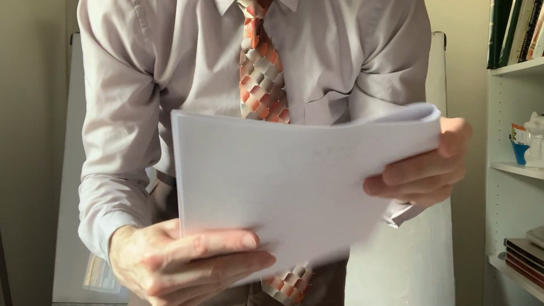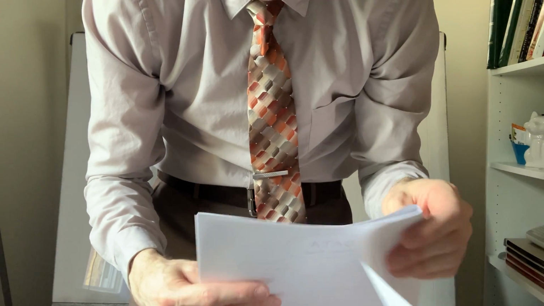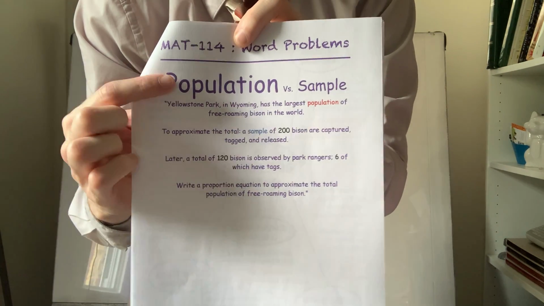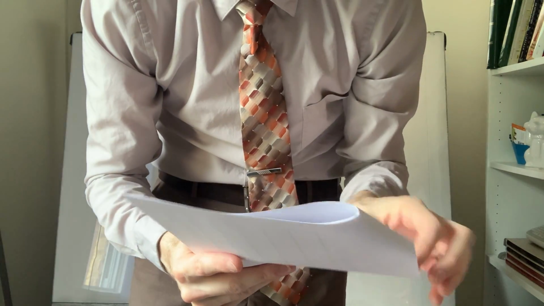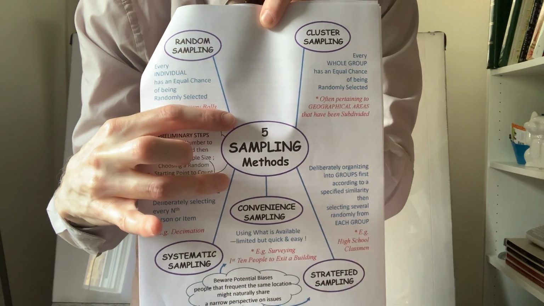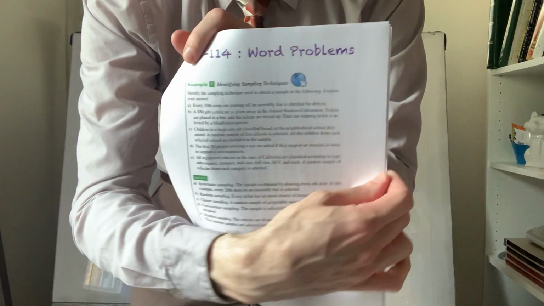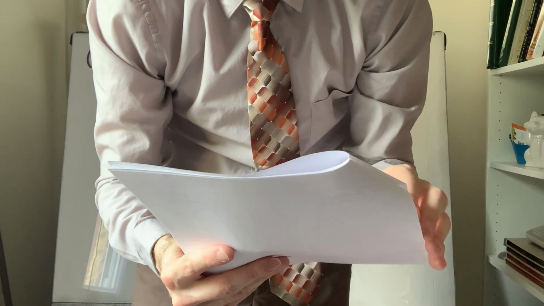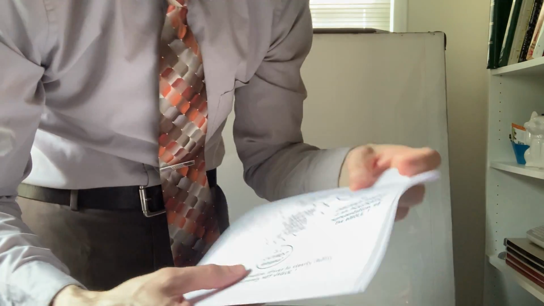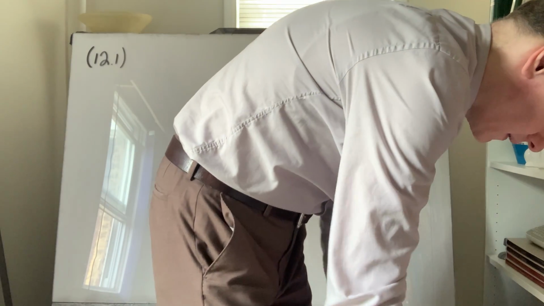There's some room for definitions. I reserved that for certain words. This is an example I stole from some of the book that illustrates population versus sample. And then there's the actual meat of this, which is the different sampling methods that we'll discuss, with some examples. Then there's a couple of brief word problems, and some suggestions for detecting misuse of statistics. So we'll go through that.